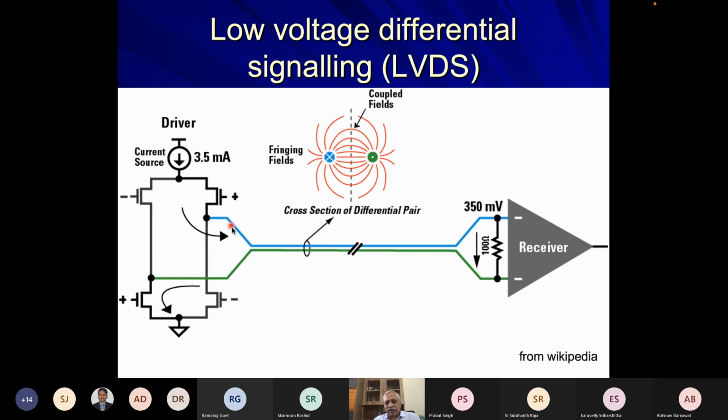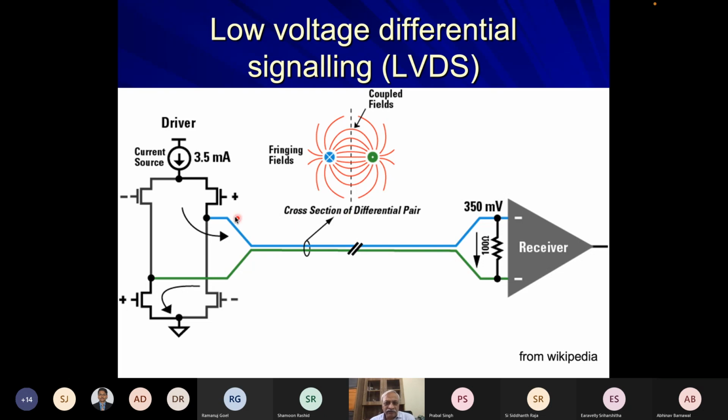So what happens is that when a signal is traveling over a wire over a substantial distance, from the environment, there could be some interference. There could be electromagnetic fields in the environment, which would induce some noise signal on the wire.